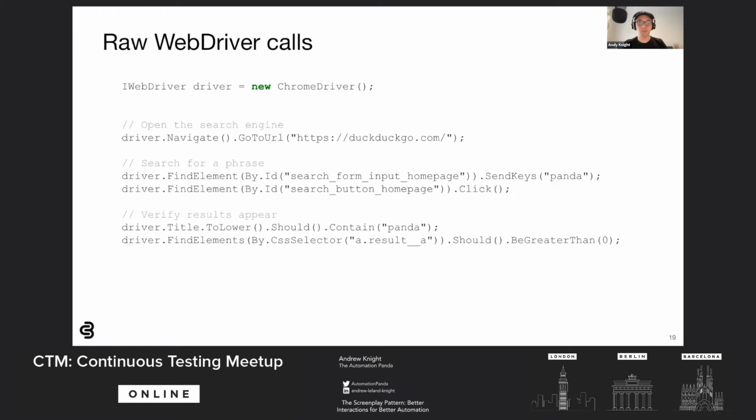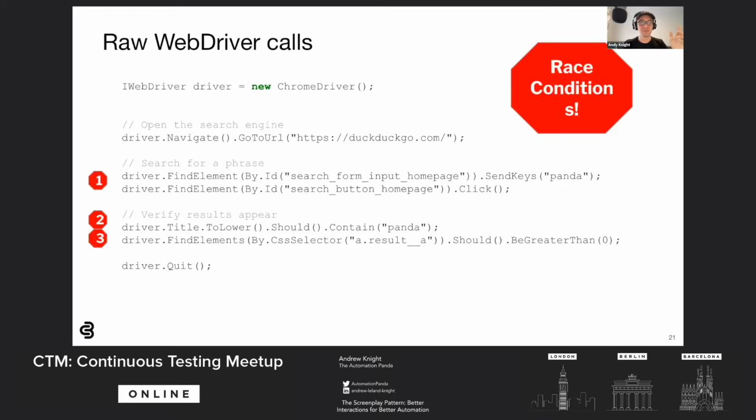Third step in our test uses assertions to verify the contents of the page title and the existence of those result links. Finally, hopefully, at the end of our test, the WebDriver quits the browser for cleanup. Like I said, these are all very common WebDriver calls. But if we look carefully, there are some big problems in this code. Can you see them? Race conditions. There are 3 race conditions in this code in which the automation does not wait for the page to be ready before making interactions.